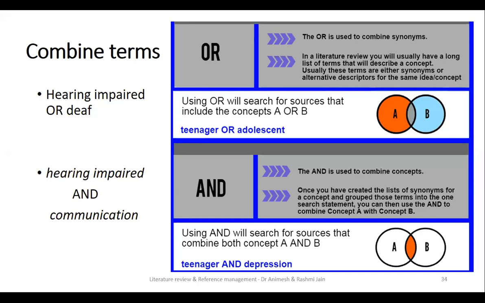Okay. Now, if I want to say hearing impaired AND communication, this is again to combine the concepts. The first one, when I use OR, is usually to combine the synonyms. But the second one, AND, combines the concepts. Hearing impaired, if you remember from my previous slide, was one concept and communication was another. I'm interested in papers which describe hearing impairment and communication. So when I use AND, I will get all the papers which describe these two together. If there's a paper which describes only hearing impaired, or another paper which talks about communication, I will not get those papers if I use this Boolean, AND in capitals.